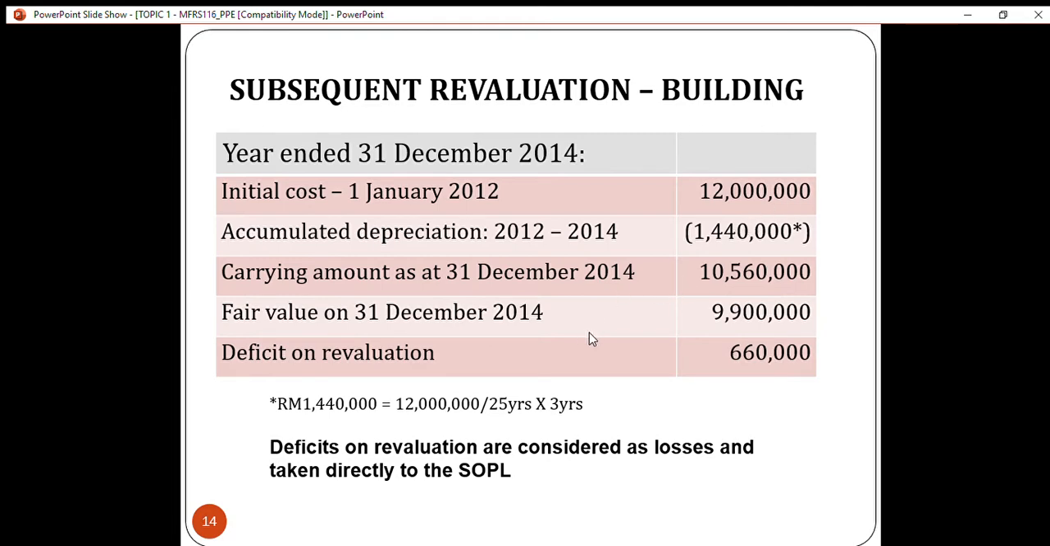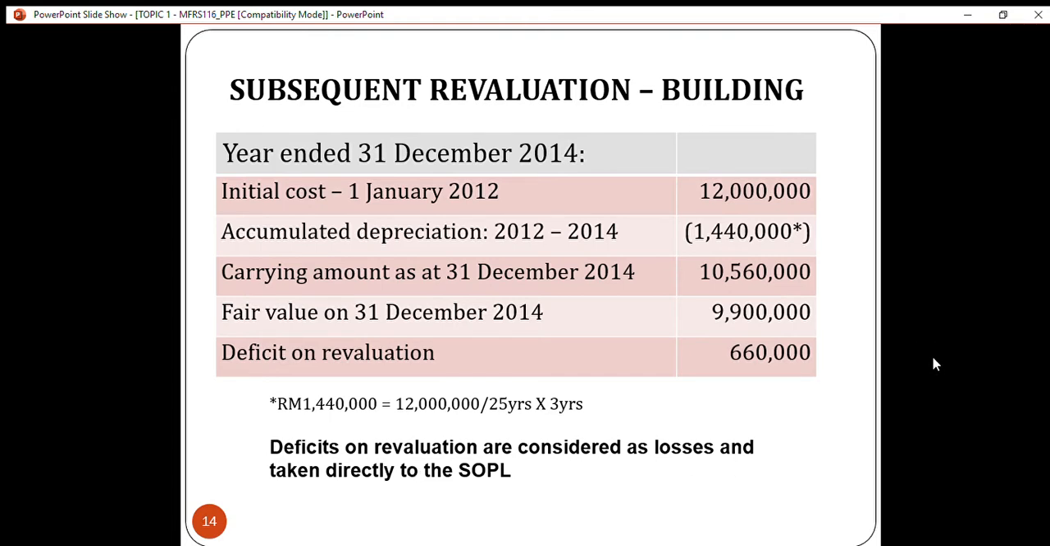So the carrying amount of the building is 10,560,000. So we have to compare it with the fair value on 31st December 2014. So the fair value is 9.9 million. So we get the deficit on revaluation amounted to 660,000, since the carrying amount is higher than the fair value of the building. So the deficit on revaluation is considered as losses and taken directly to the SOPOL.